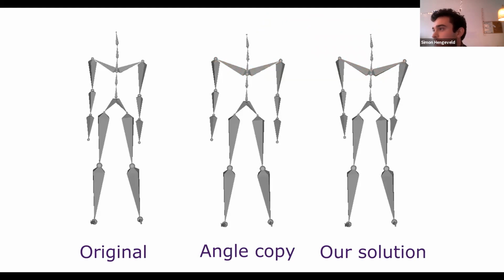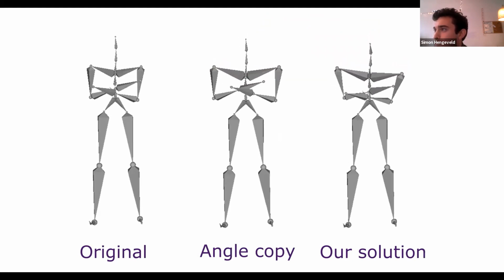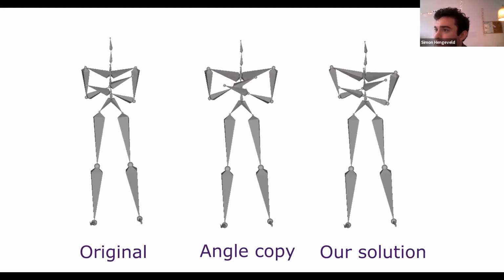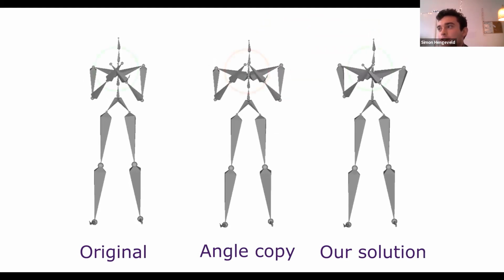All right, let's see. So here the skeleton rubs his hands together to warm them up. However, since the shoulders are a bit broader, when you simply copy the angles, the skeleton ends up only rubbing his fingertips together. But when we use our targeting method, the hands are actually kept in the same position together.